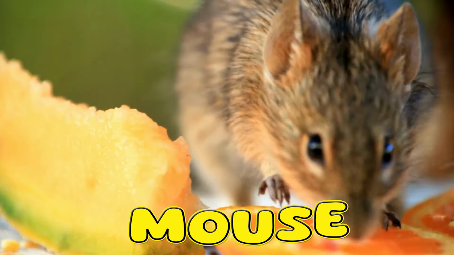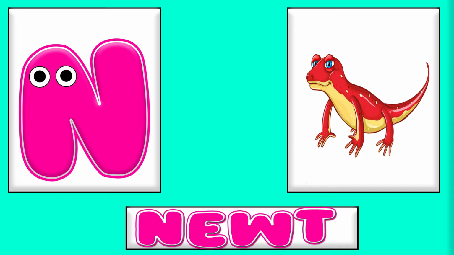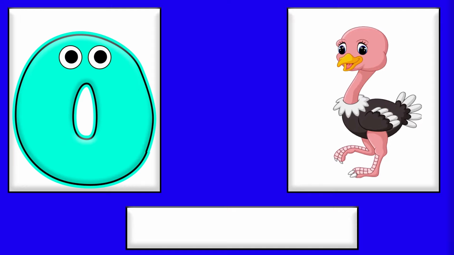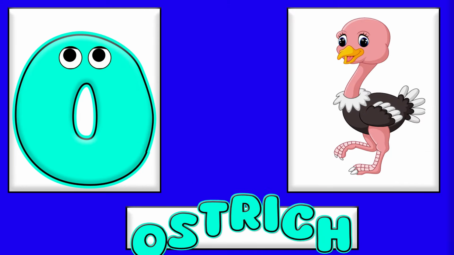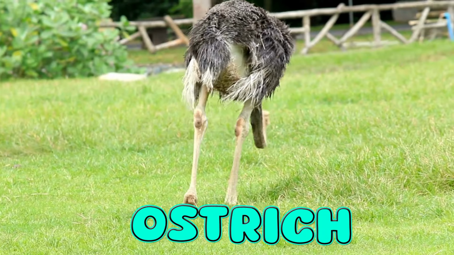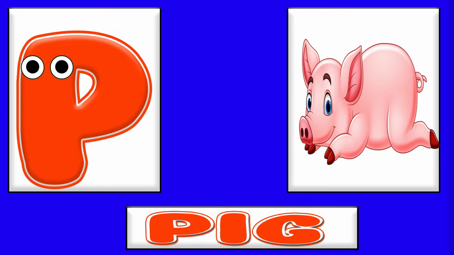Mouse. M. N is for newt. N. O is for ostrich. O. P is for pig.